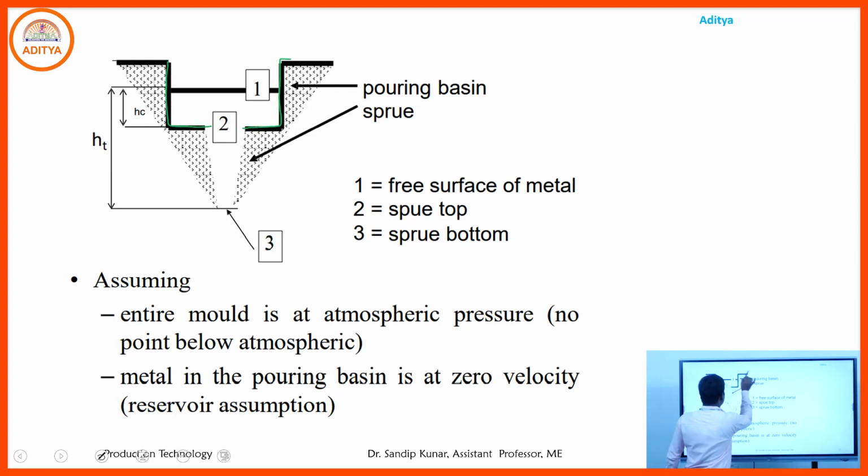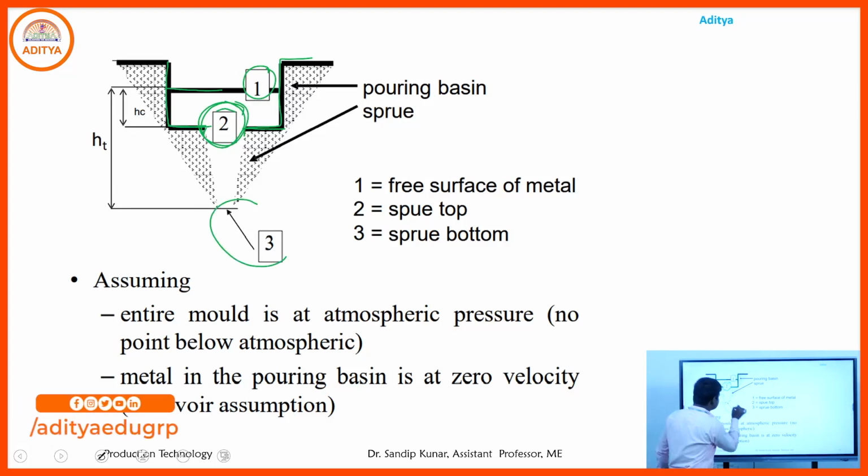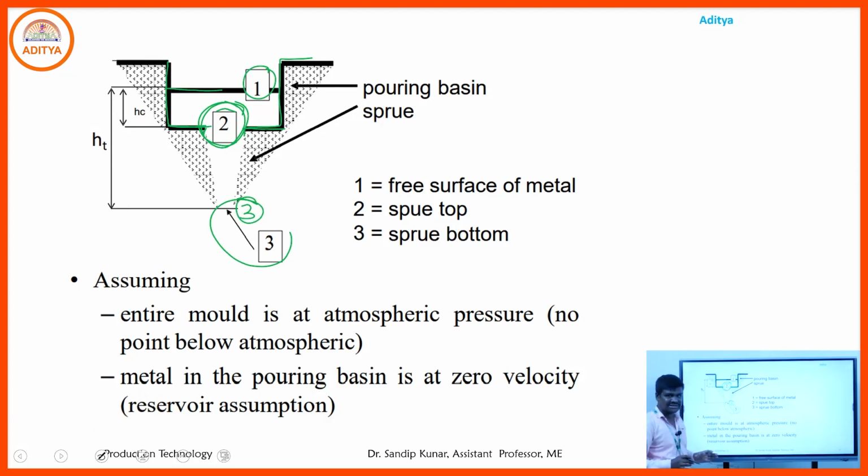That is called the pouring basin. Okay, that is the datum line, section 1, and the lower part of that pouring basin is where the sprue starts. In the sprue system, section 2 is the upper part of the sprue, and section 3 is the lower part of the sprue. Based on that we calculate the velocity of that system. Section 1 is the free surface of the metal, which we consider as the datum surface. Okay.